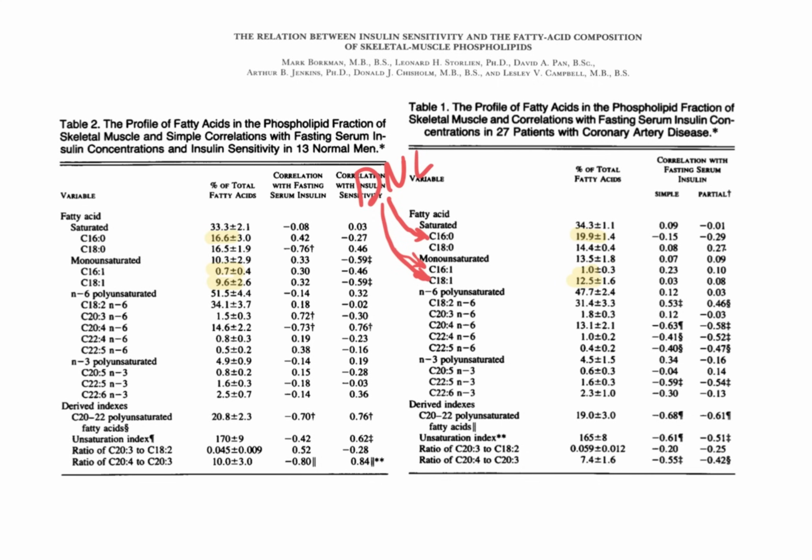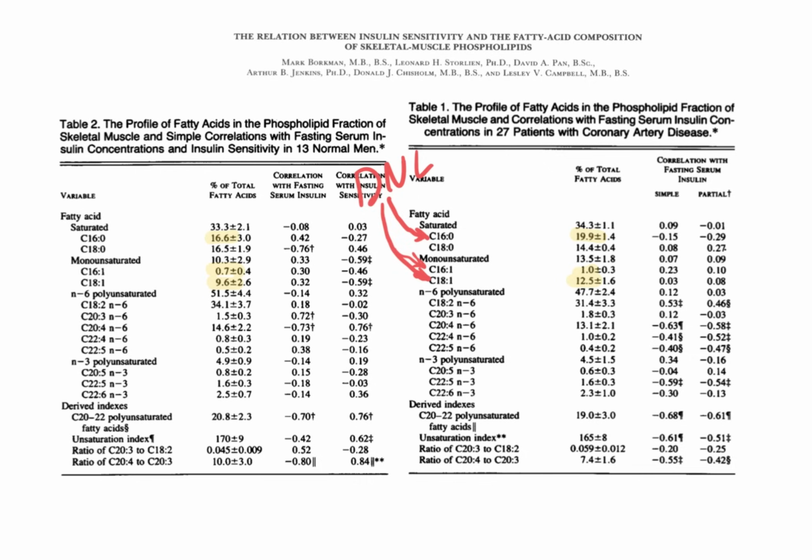And so remember that I said, right in the beginning, we said palmitic acid and oleic acid are not well correlated with your diet. And you can see here, these are healthy controls, and palmitic acid is at 16.6. These are people with coronary artery disease. Palmitic acid goes up to 19.9, and oleic acid goes from 9.6 up to 12.5. And so with coronary artery disease, palmitic acid and oleic acid both increase.